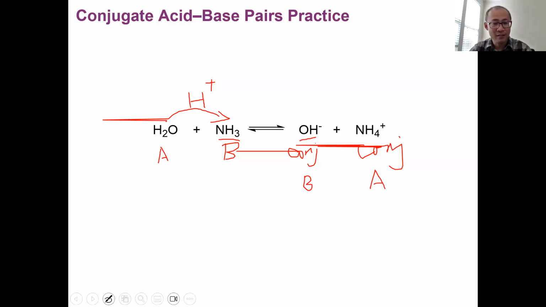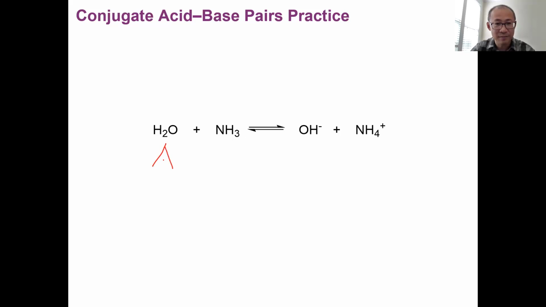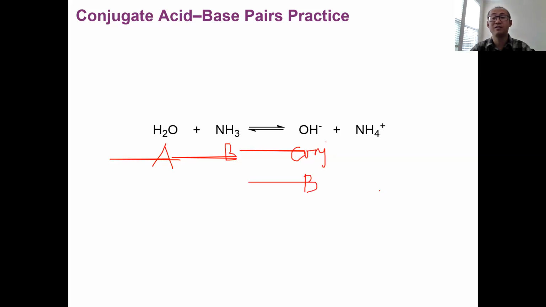Let me rewrite, it's a little weird. This is acid. That's base. This is the conjugate base of the acid because you donate a proton. This is the conjugate acid of the base because you get a proton.